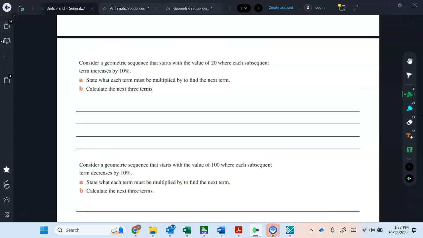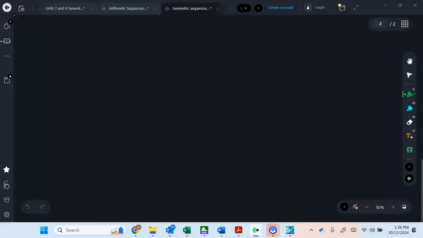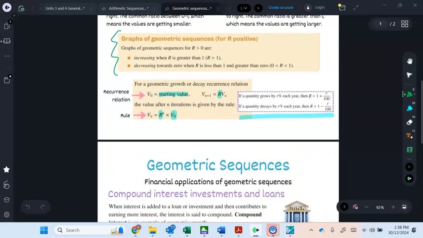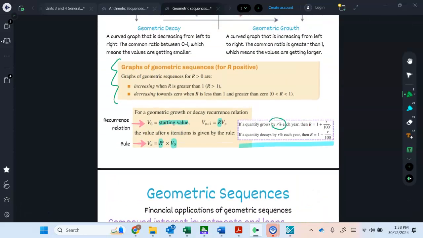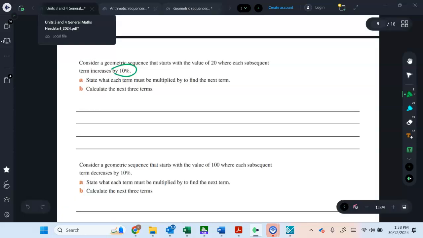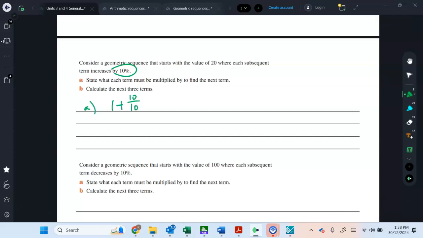Consider a geometric sequence that starts with a value of 20, where each subsequent term increases by 10%. State what each term must be multiplied by to find the next term. So remember when you've got a percentage, we'll go to geometric, scroll up here. If it grows by a percentage, we just substitute it in. If it decays by a percentage, then it's the second one. So for this one here, we're going to go 1 plus 10 over 100.